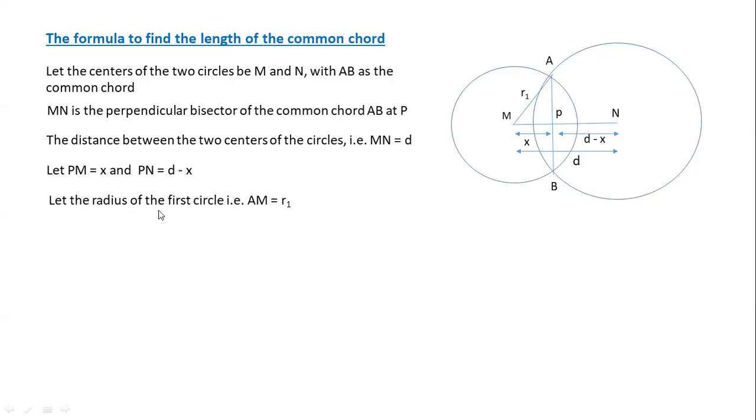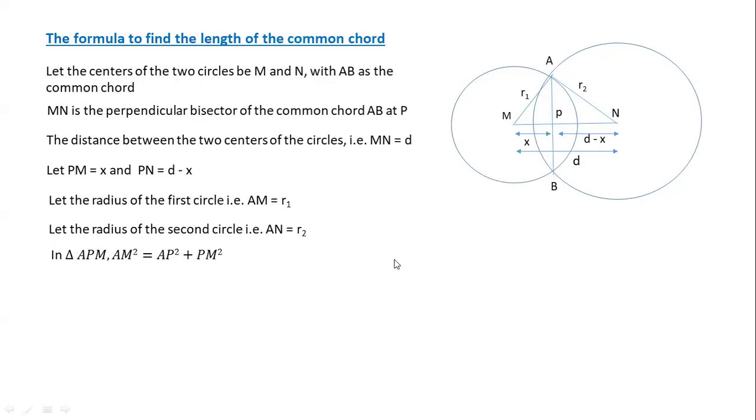So let the radius of the first circle be AM equal to R1. Join the second circle, that is R2. Radius of the second circle AN is equal to R2. Clear? So in triangle APM, now we are taking this particular small triangle. Here it is 90 degrees because I said it is already perpendicular. Okay, perpendicular bisector it is.